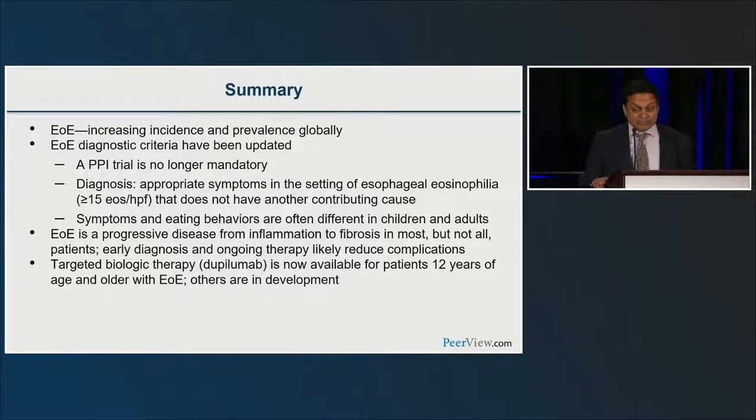It is a progressive disease that starts off as inflammation and goes into fibrosis in many patients. We do not know what speed it will go from inflammatory to fibrotic phenotype. We do feel that most patients do have that progression. We do not know at what speed. And because of that reason, early diagnosis and early treatment will likely reduce complications of strictures and narrow caliber esophagus.